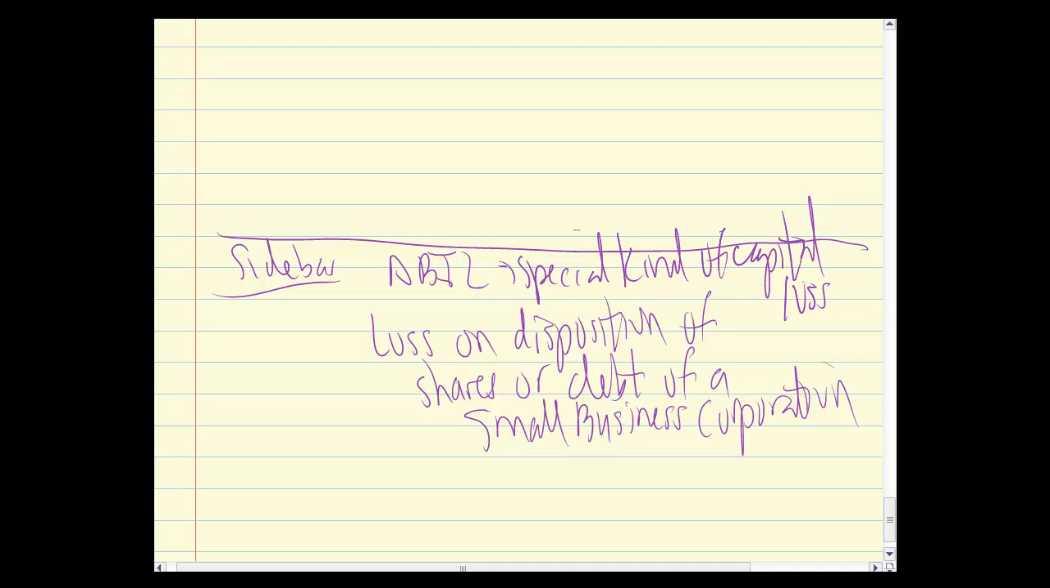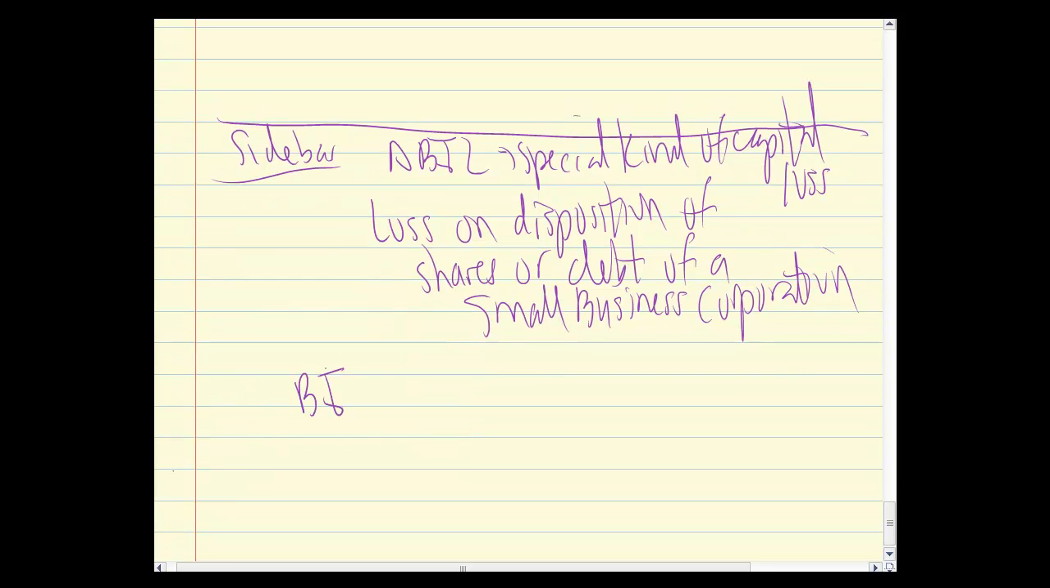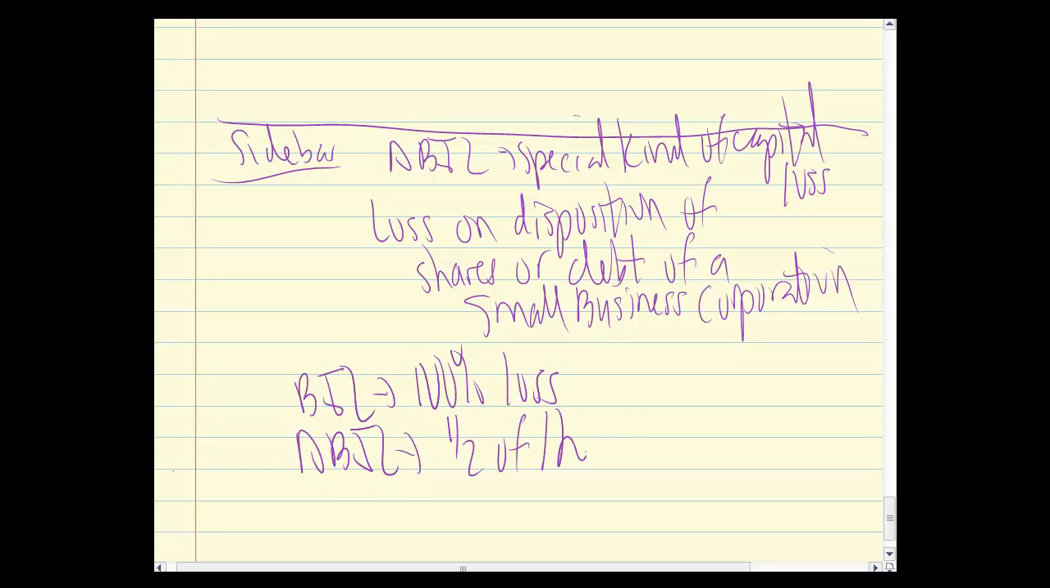Proceeds of disposition minus your cost equals a capital loss. That is your business investment loss. Take a half. That is your allowable business investment loss. Okay? So the business investment loss is the 100% loss. The able is one half of the business investment loss, which equals the amount deductible. Okay? Everybody get that? So it's just like any other capital loss, but it's a special kind of capital loss.